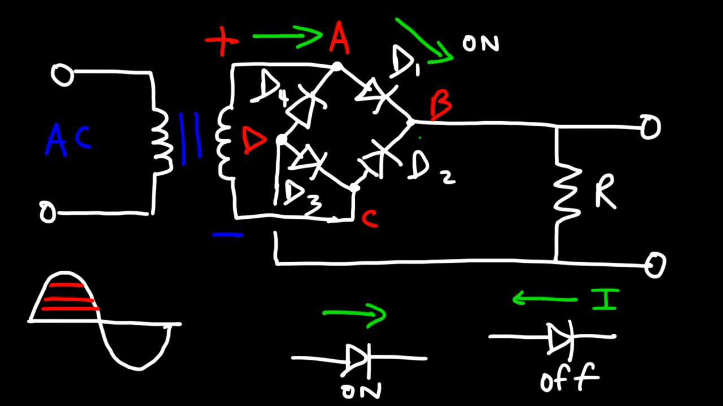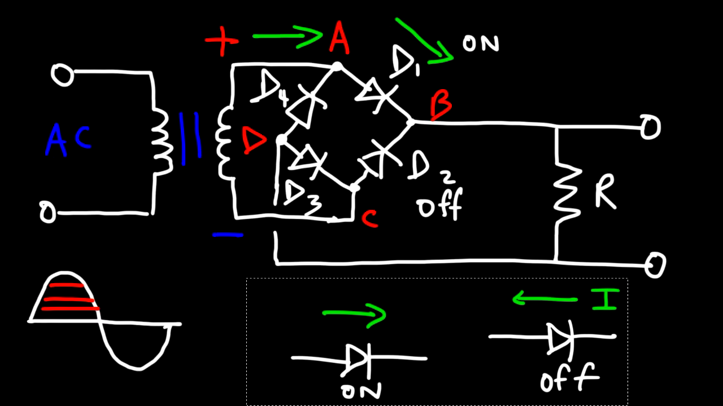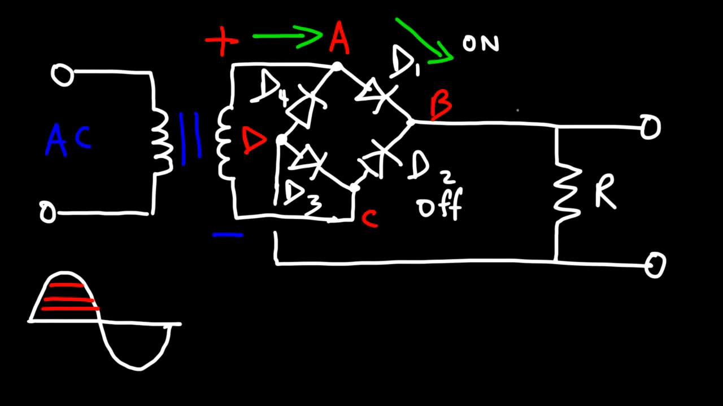Now, will current flow from B to C? Is that going to happen? Notice that the arrow of the diode and the direction of the current are opposite to each other. So therefore, that's not going to happen. So let's put an X here. So we could say that D2 is off. So the electric current has no choice but to flow from point B through the resistor and then back towards point D.